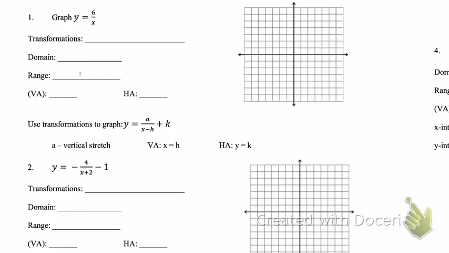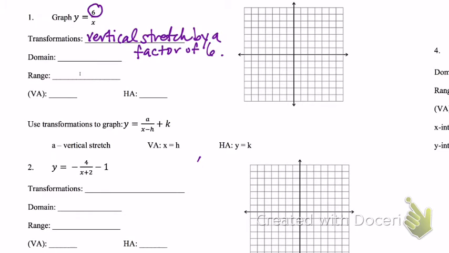So when you graph 6 over x, we call that a vertical stretch by a factor of 6. So it's kind of stretched out more. So for transformation, whatever this number is right here, we would say vertical stretch by a factor of 6. So if you look on your calculator, are the horizontal and vertical asymptotes still the same as the original one? Yes, so we have vertical asymptote x equals 0. Horizontal asymptote y equals 0. So I'm going to draw those.